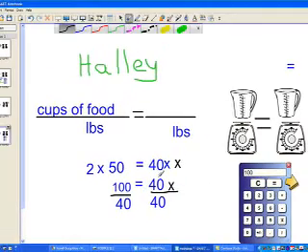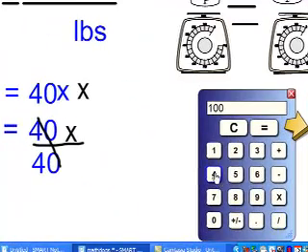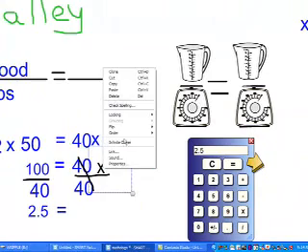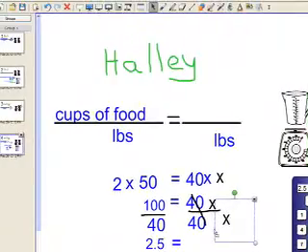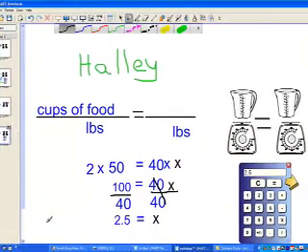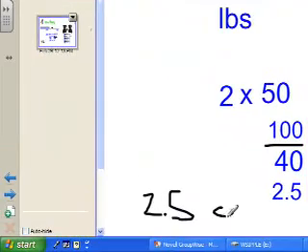So what I'm actually doing here is 40 divided by 40 is equal to 1. So I'm going to have 100 divided by 40 is equal to 1x. So I'm going to take my 100 divided by 40. And that's going to come up to 2.5. So that's equal to x. So Haley needs to get 2 5/10 or 2.5 cups of food a day.